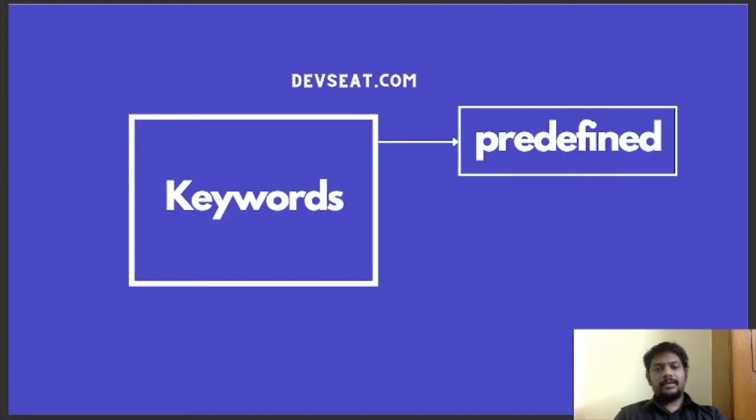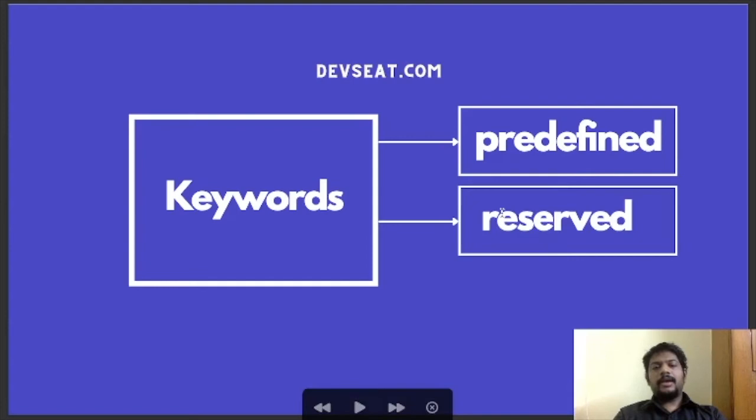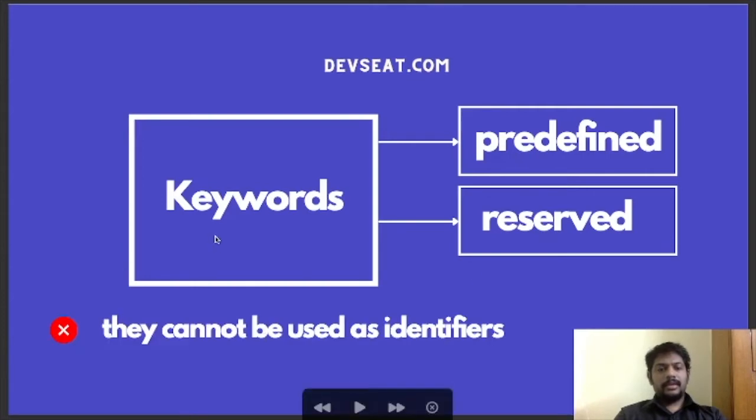So what are keywords? Keywords are predefined. They are not named by the programmer, they are predefined, and they are reserved. That means you cannot be naming those keywords again. You can use them, but you cannot name those keywords as identifiers. Keywords cannot be used as identifiers.